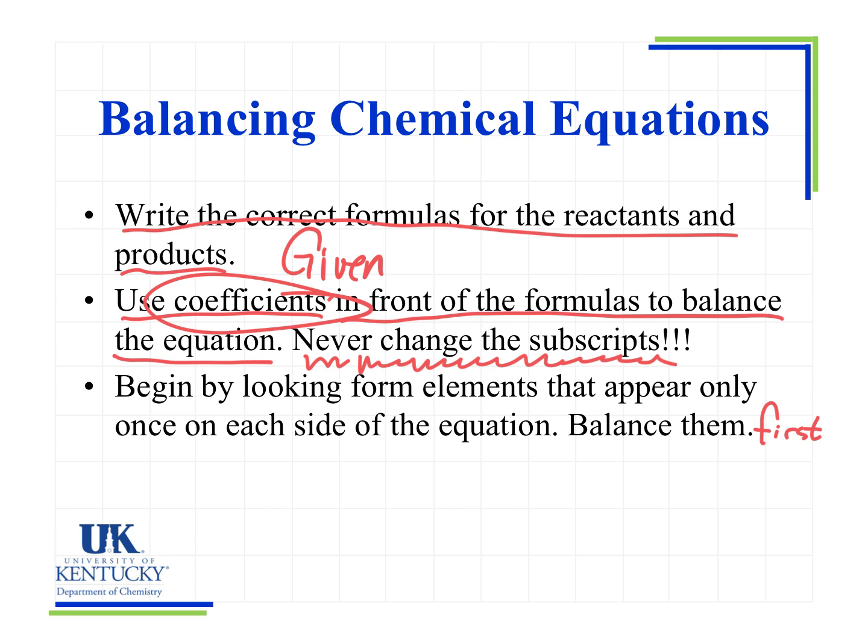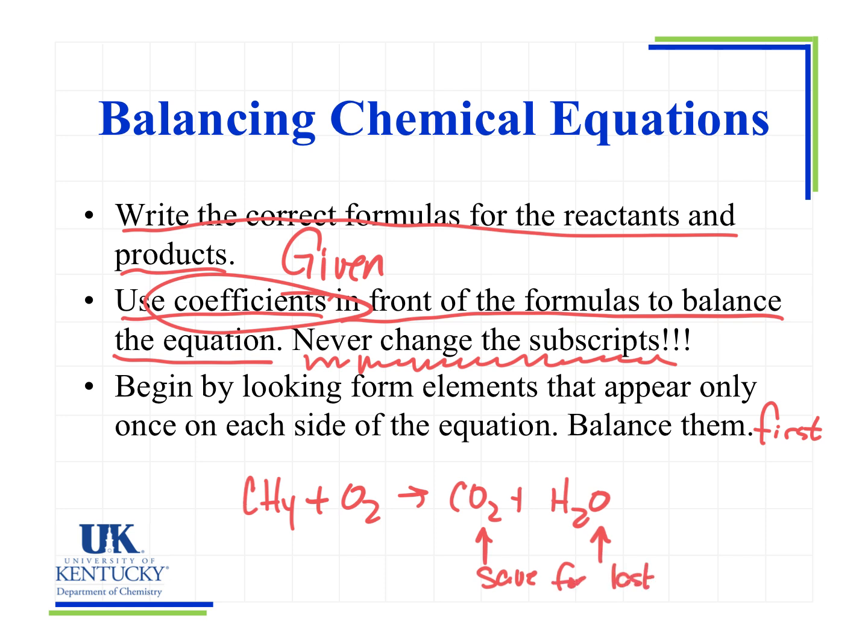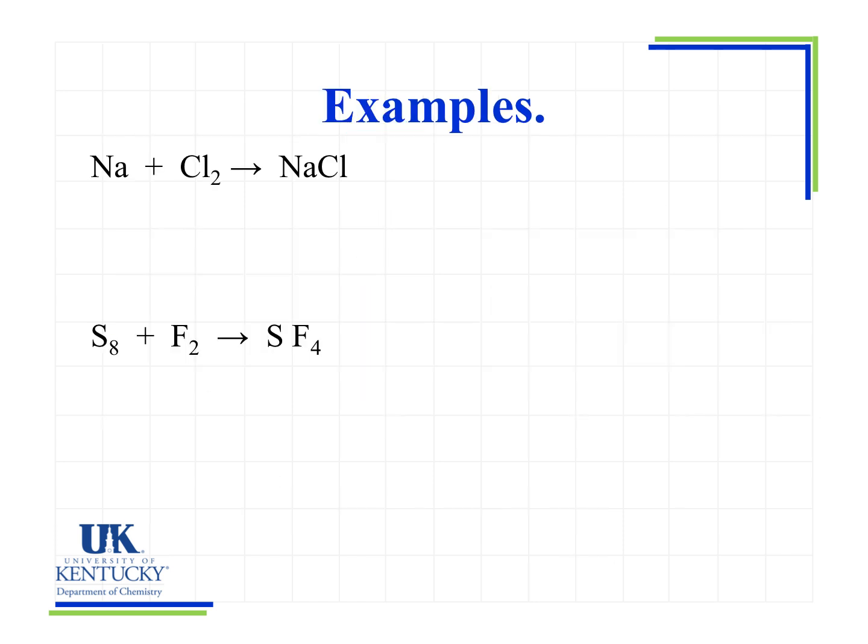Let me see if I can think of an example. If you were going to balance CH4 plus O2 goes to carbon dioxide and water, oxygen appears in more than one substance on the product side, so I would save it for last. So that's what I mean by this statement right here. You want to begin with things that only appear once instead of twice like we're seeing in this case. All right, so let me walk you through some examples.